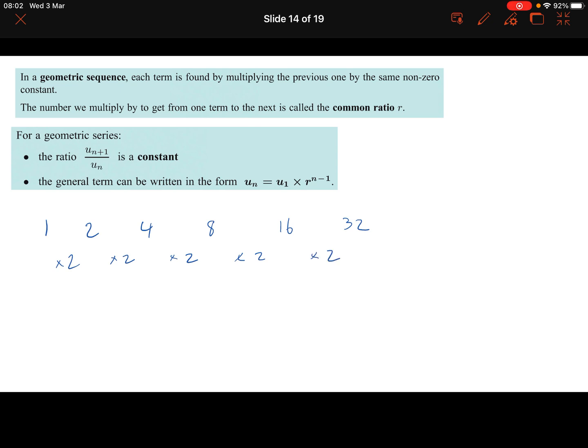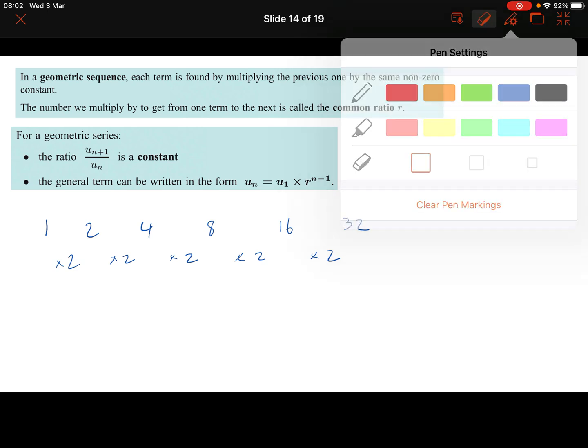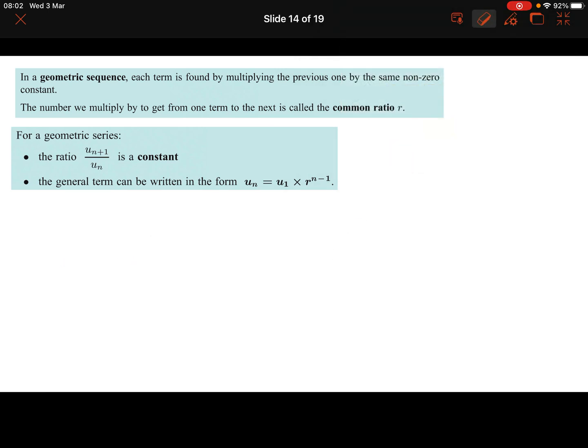So there's nothing arithmetic, quadratic or cubic about this sequence. It is a geometric sequence. So remember, the first thing you have to do is recognize that it is geometric. Okay, you might get one that looks like this.